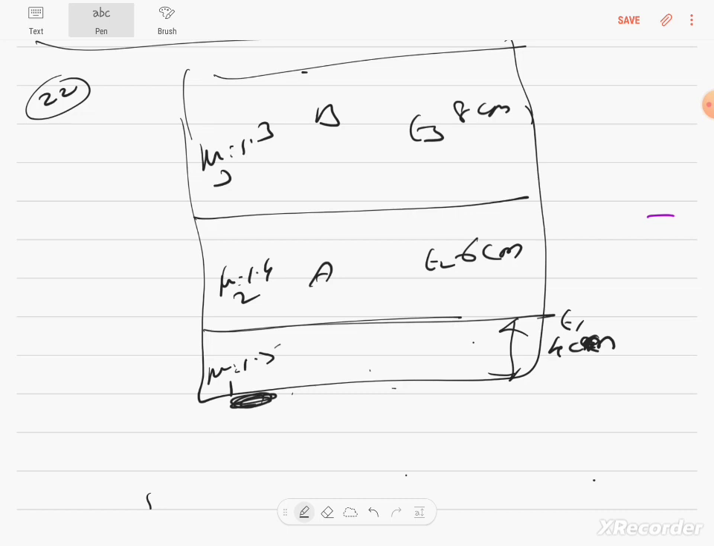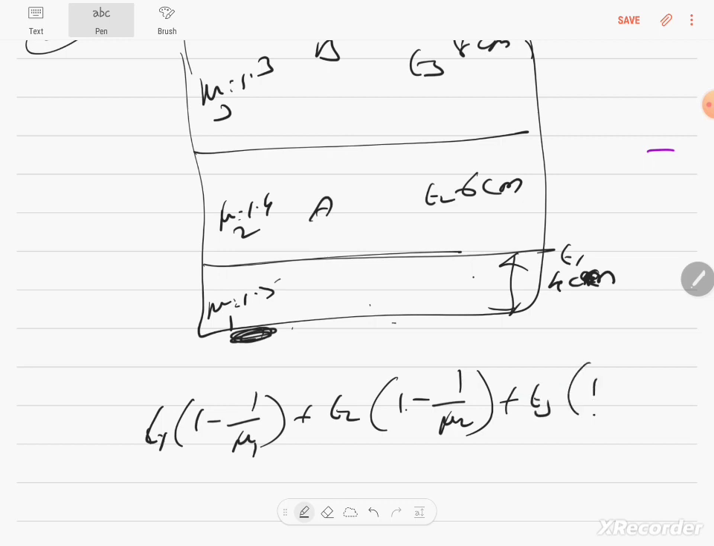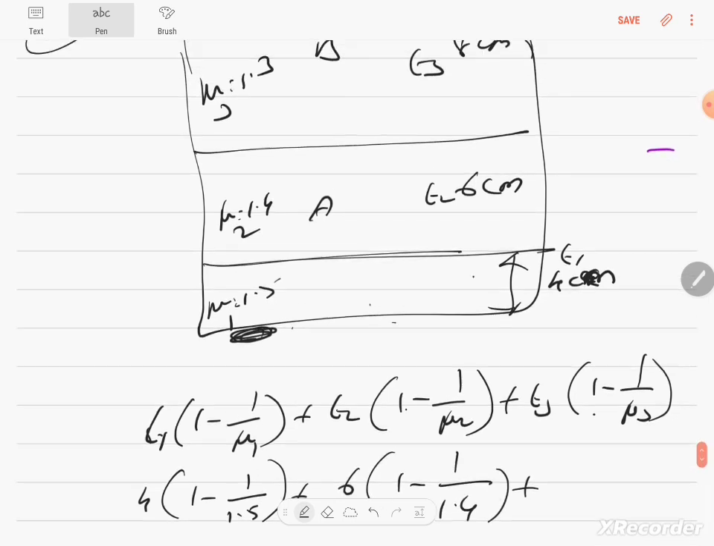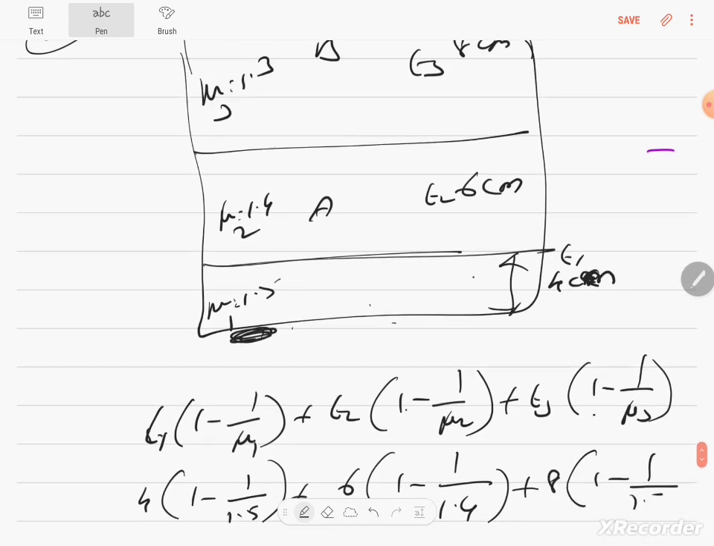So all I need to do is calculate the shift. You know, T1 into 1 minus 1 by mu1, plus T2 into 1 minus 1 by mu2, plus T3 into 1 minus 1 by mu3 will be the shift due to all three. So T1 is 4, 1 minus 1 by 1.5, plus T2 is 6, 1 minus 1 by 1.4, plus T3 depth 8, 1 minus 1 by 1.3. You could do this calculation, and you will end up getting an answer of 4.89.